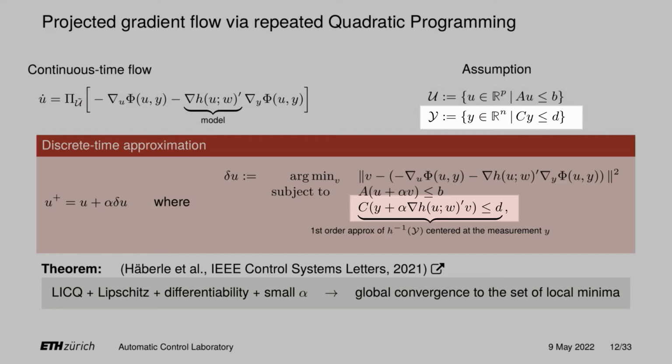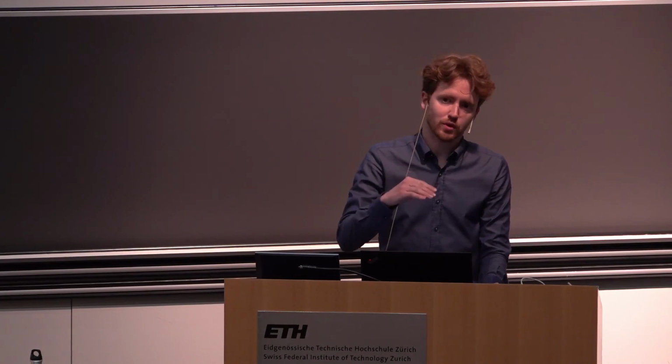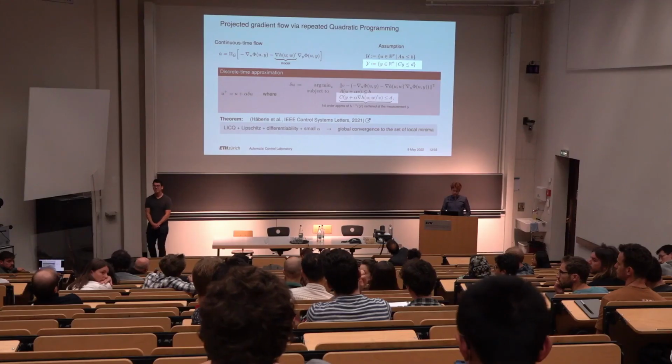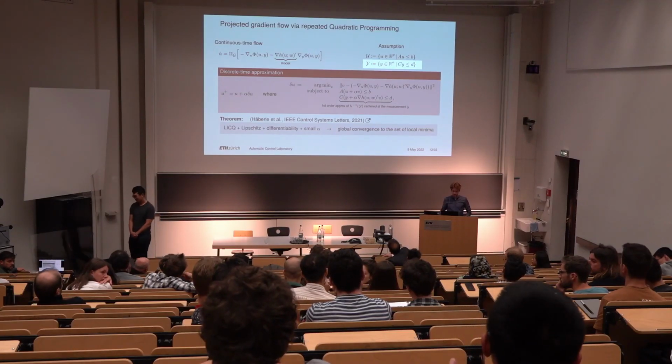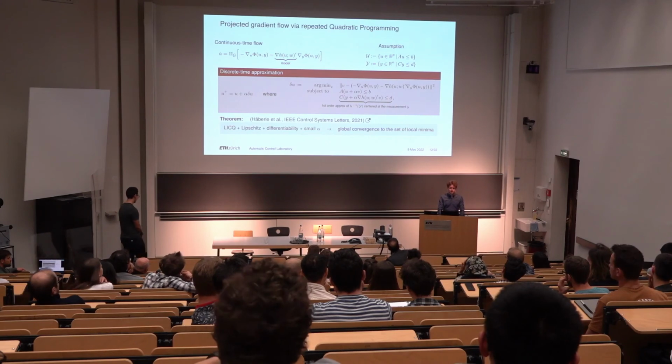So that's why you don't need to compute explicitly h minus 1 of the set. You just need locally, in the point that is given to you from the measurement, to compute the shape of the gradient in that point, or the shape of the constraint in that point, as a linear approximation. Then in this case, if you do this in a 0th order way, how can you make sure that the constraint is satisfied? For the 0th order one, yes.